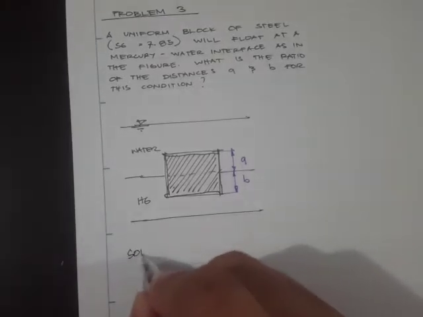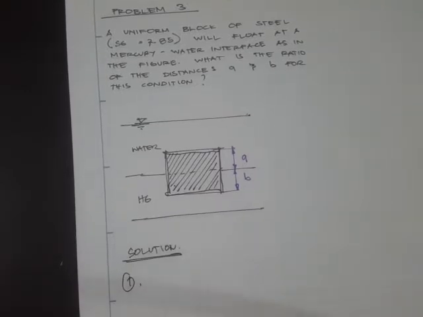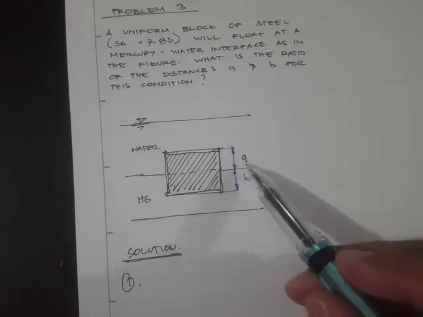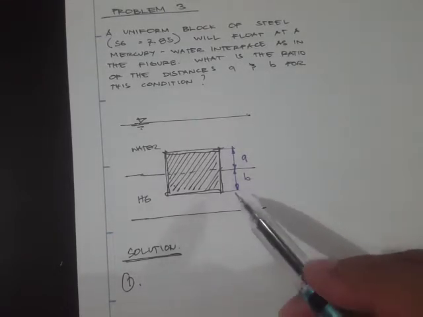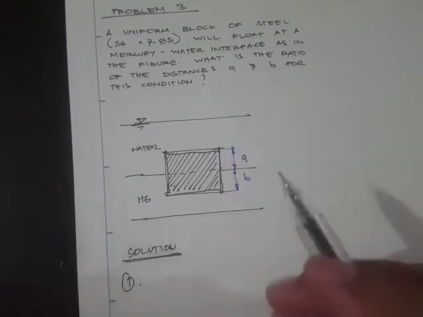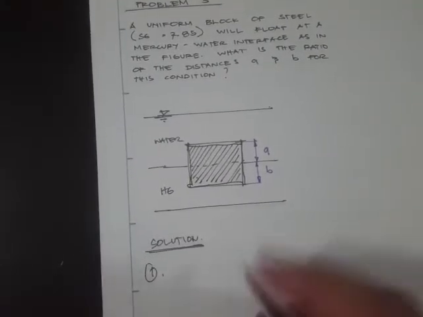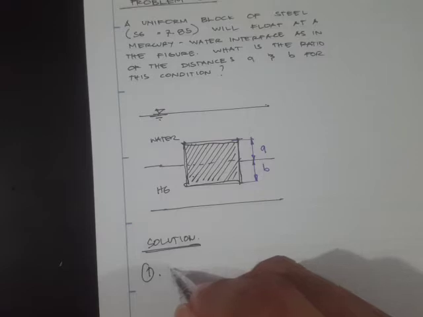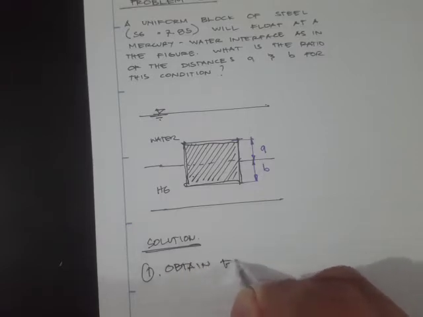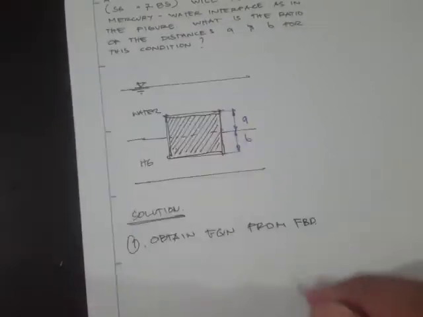Okay, so for the solution, since we have unknowns here, A and B, and we also don't know the buoyant force and the weight, the first step is to set up the equations. So let's try to obtain equations from the free body diagram.